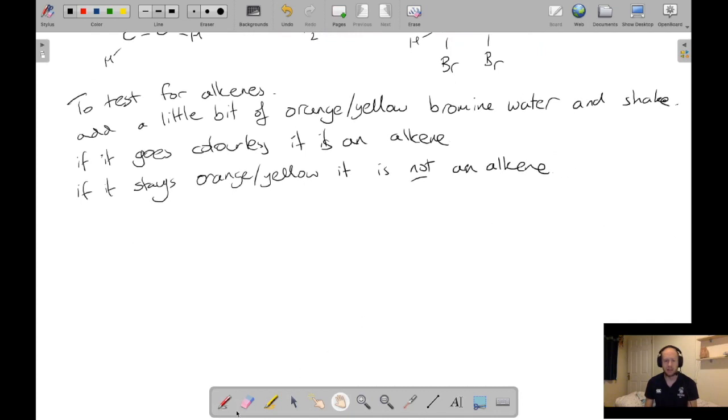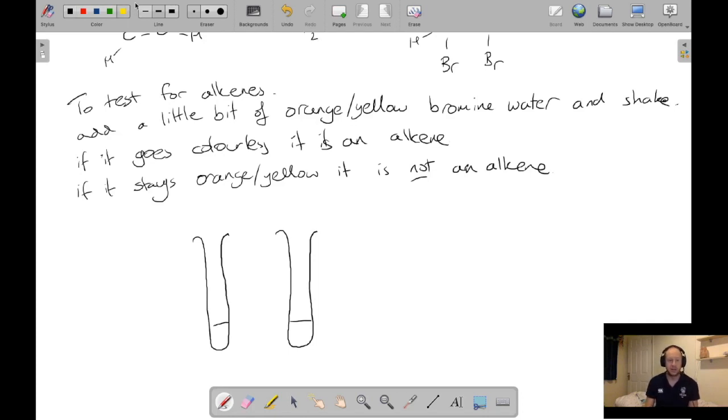It's really easy to do in practice. Say if you've got a sample of alkane and alkene. So if you just have your test tubes like this, and you've got an alkane and an alkene in here. Alkanes and alkenes are both colorless liquids. You add some bromine water into both. One of them should stay yellow, the other one will go colorless. So this one is the alkane, and this one is the alkene.